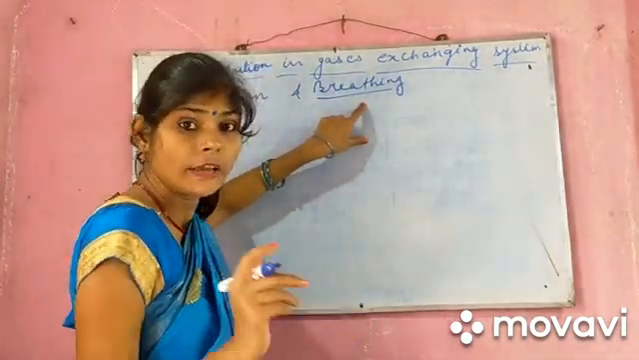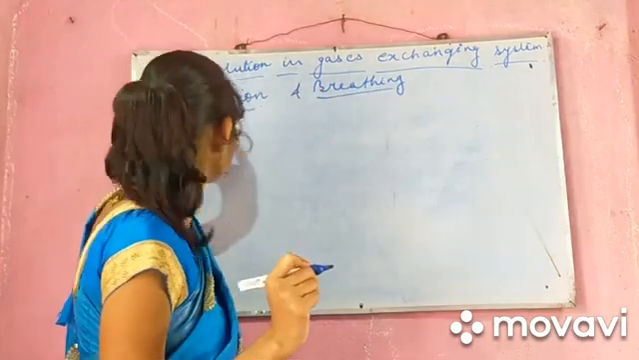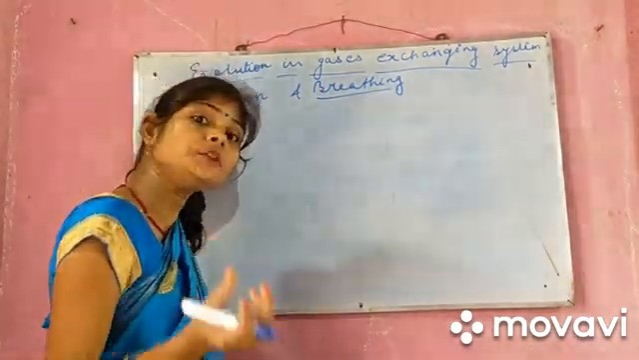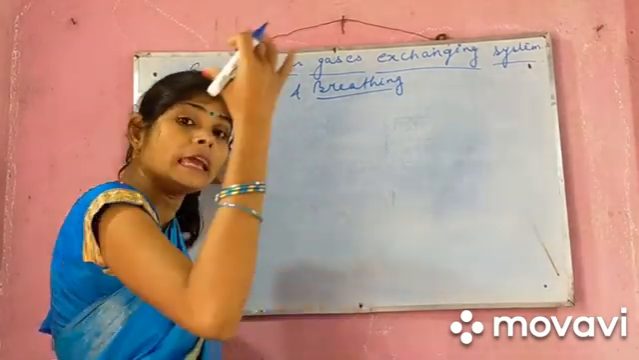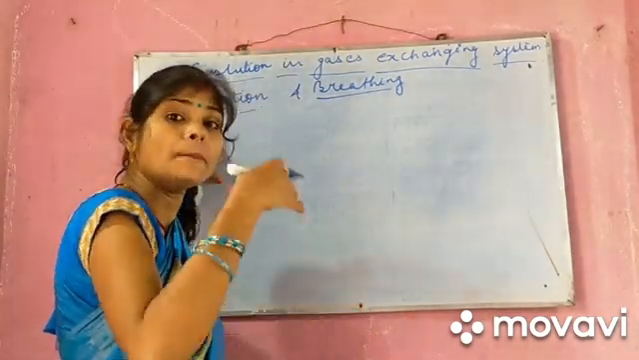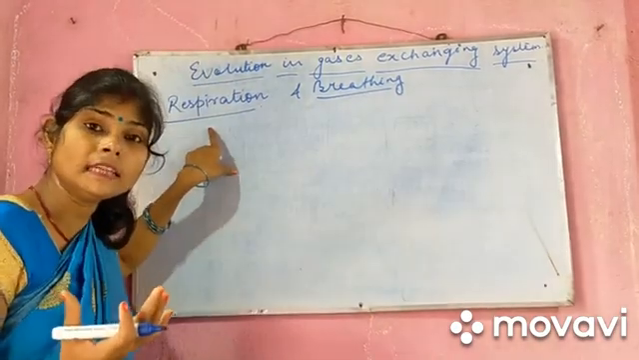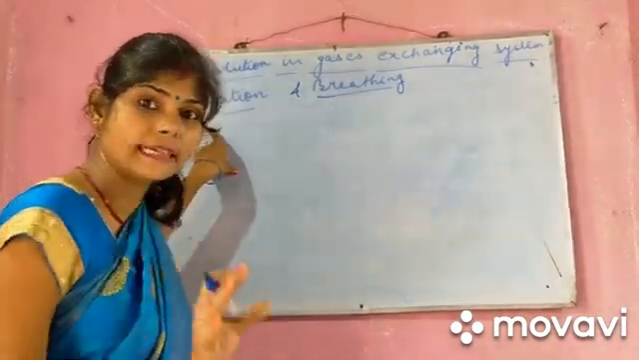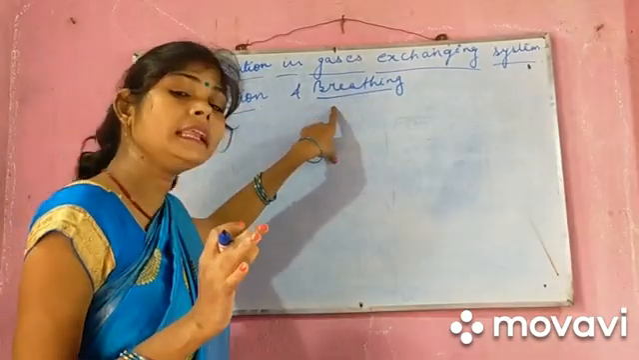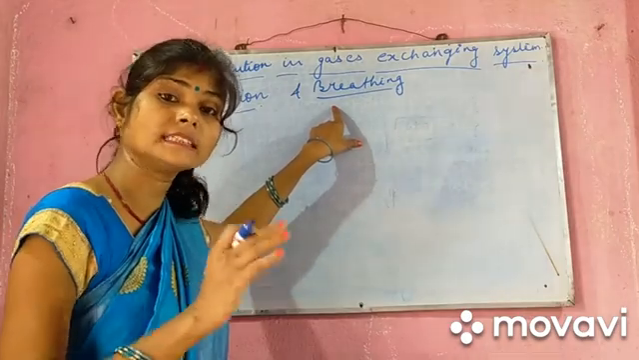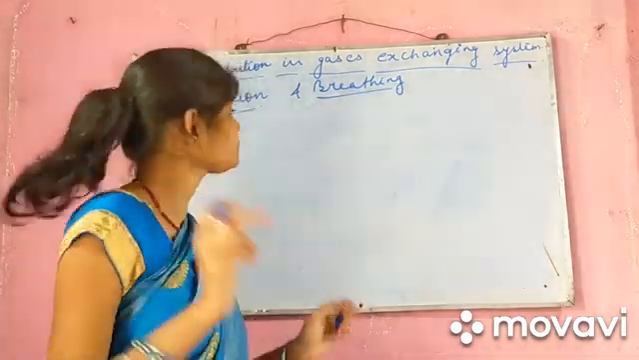You got it? Write in your notebook that respiration is the process in which glucose, the food material, is broken down in the presence of oxygen by the process of oxidation to produce energy along with carbon dioxide gas. And breathing is known as exchange of gases. Exchange of gases is known as breathing.